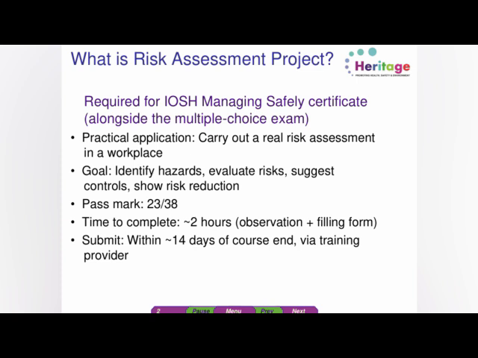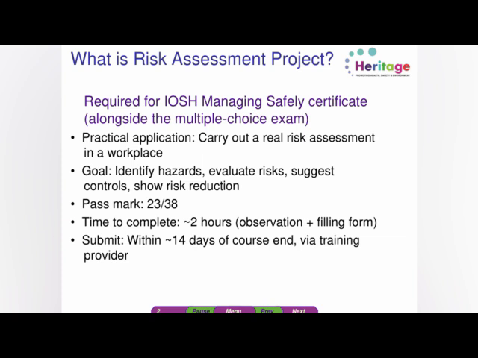To earn your full IOSH Managing Safely certificate, you need to pass 2 separate assessments. 1. The Multiple Choice Knowledge Exam, and 2. This Practical Risk Assessment Project. The project is your chance to show that you can apply what you've learned in a real workplace. You are required to carry out a simple risk assessment on 4 hazards in a real work area, ideally your own workplace. If you're not currently working, you can use any accessible workplace.